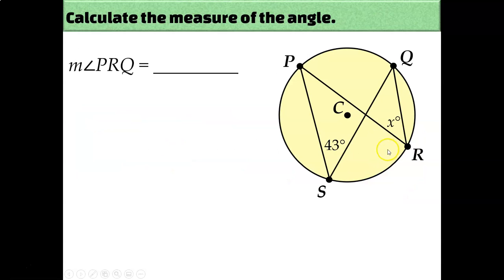Let's try an example. We're supposed to figure out x, which is the measure of angle PRQ, and that's an inscribed angle because its vertex is on the circle. We're given that this other inscribed angle, PSQ, is 43 degrees. And the interesting thing is that these two inscribed angles intercept the same arc. So that means that these inscribed angles are equal to each other. Angle PRQ must be 43 degrees as well.